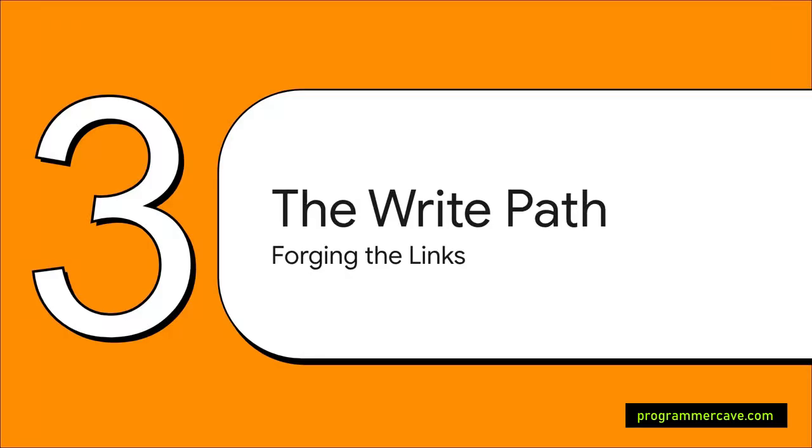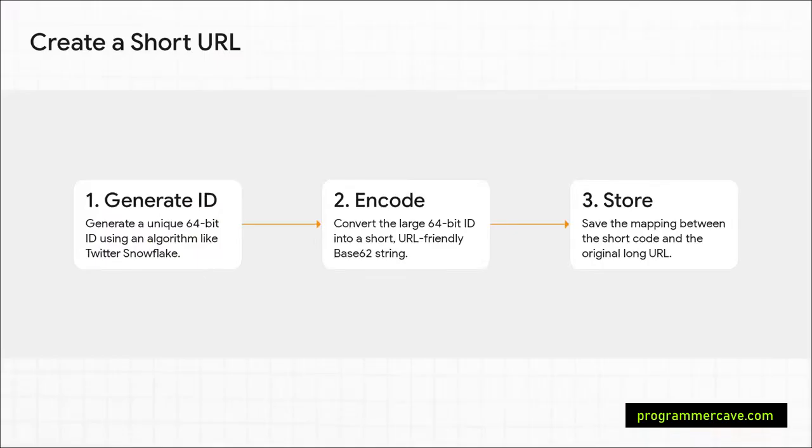Okay, let's get our hands dirty and build this thing, starting with the write path. How do we actually take that long URL and forge a brand new, unique short link for it? It's a really clean three-step process. First, we need a number, a big number that's guaranteed to be unique. Second, we have to turn that number into the short text that you actually see in the URL. And third, we just have to save the connection between our new short code and the original long URL. Let's break each of those down.